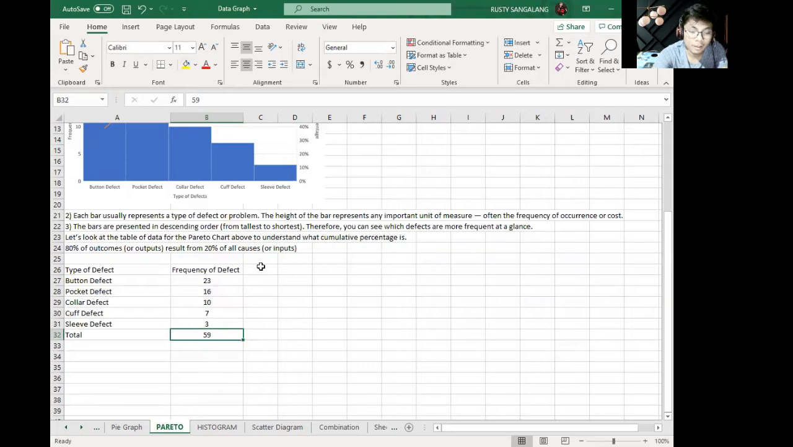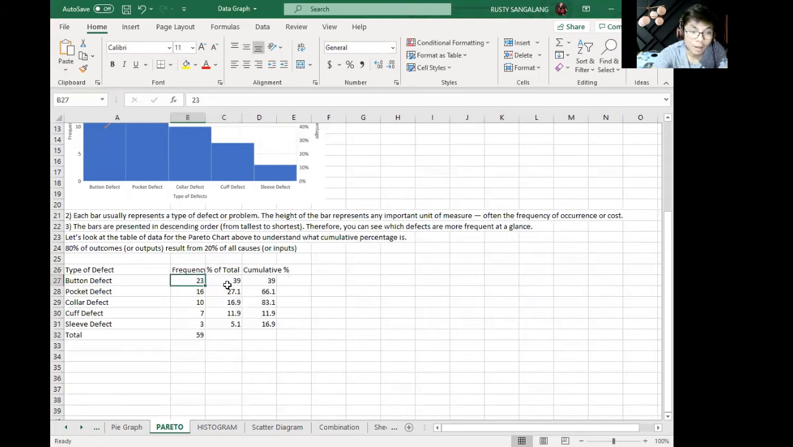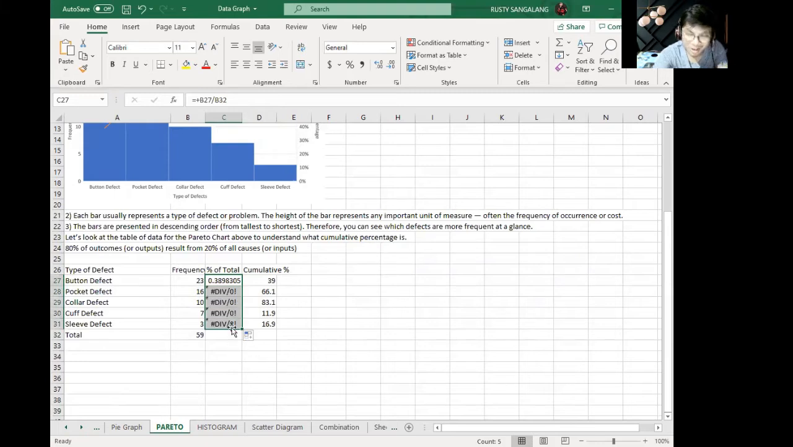And then we have here the percentage to the total quantity. So what we are going to do is divide the frequency of defect by the total number of defects. Then ibaba lang natin, drag lang natin pababa. But you can see we have an error in our data kasi pag dinrag natin, ibig sabihin bababa din yung ating data. From 59, bababa siya dito.